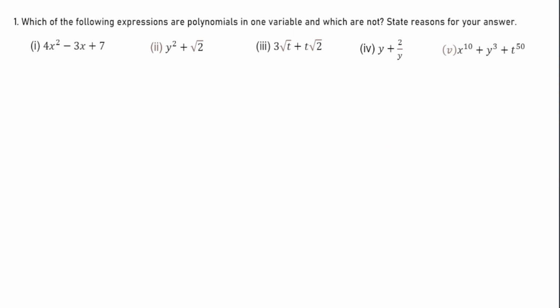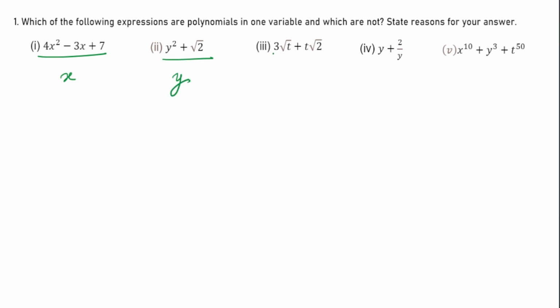Question number 1 says: which of the following expressions are polynomials in one variable and which are not? State reason for your answer. Now let us do the first one, that is 4x square minus 3x plus 7. If you look closely, this polynomial has only one variable and that variable is x. Coming to the second one, y square plus 2. This expression has only one variable and that variable is just y.